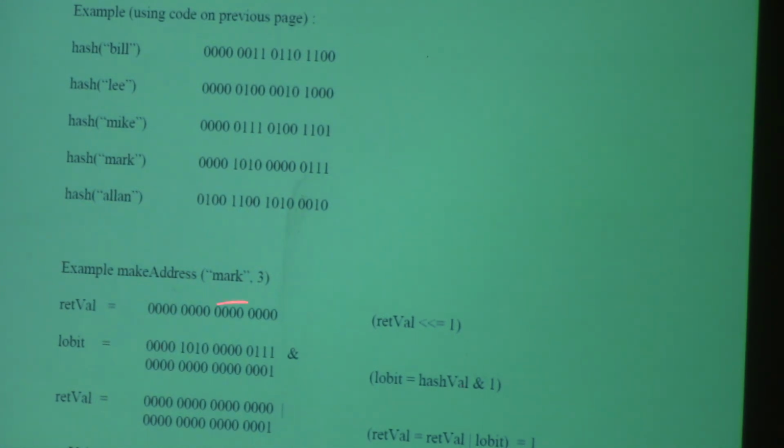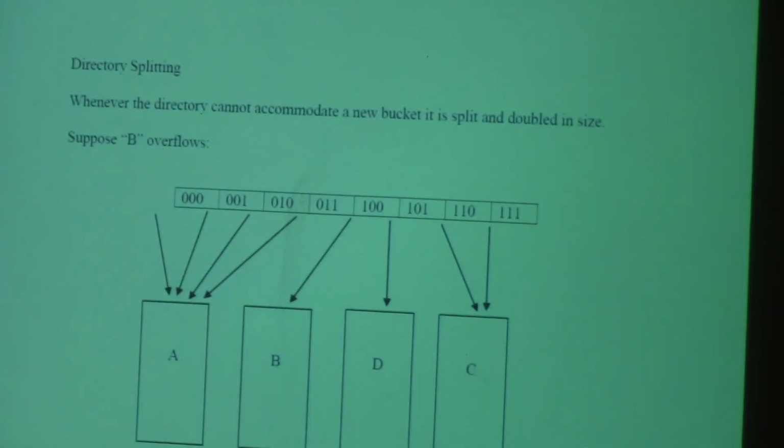And so this just shows you how, what you're going to do is you're going to get some random data. Whenever the directory, and sorry about the arrows, they're a little bit off, but you can sort of see the way they're working. These are all going to one bucket. This is here, here, here, here, so you can sort of align them. Whenever the directory cannot accommodate a new bucket, it's split and doubled in size. So the directory is doubled in size, not the buckets. The buckets are always the same.